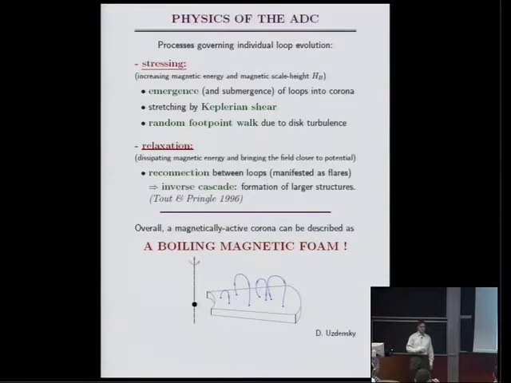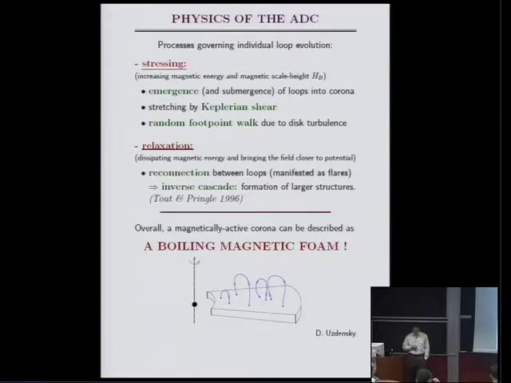To get a meaningful steady state, we also ought to have a process that relaxes magnetic energy, that dissipates the magnetic field and relaxes the stresses and brings the field back closer to the potential state. And this process is reconnection. Within our model, it's reconnection between different loops in the corona. Observationally, this reconnection probably occurs in individual separate events which are observable as flares of various sizes.